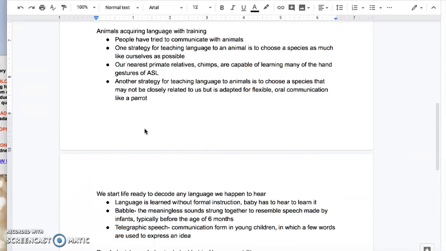The next thing we'll talk about is animals acquiring language without training. People have tried to communicate with animals. There's many different strategies for this. One strategy for teaching language to an animal is to choose a species as much like ourselves as possible. So our nearest primate relatives are chimps, and they are capable of learning many of the hand gestures of ASL. Another strategy for teaching language to animals is to choose a species that may not be closely related to us, but is adapted for flexible oral communication like a parrot.